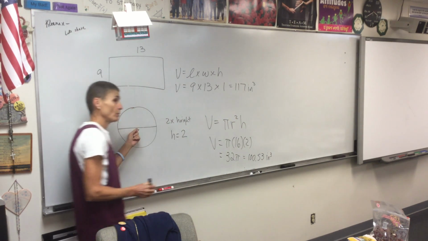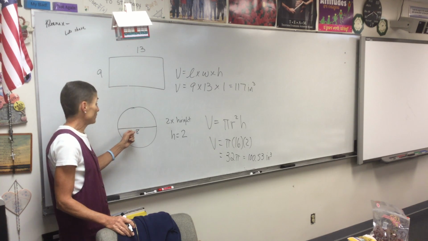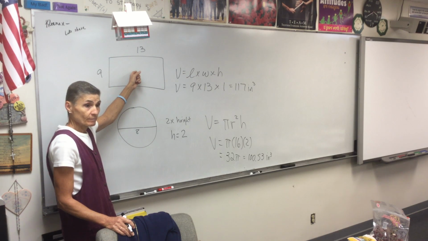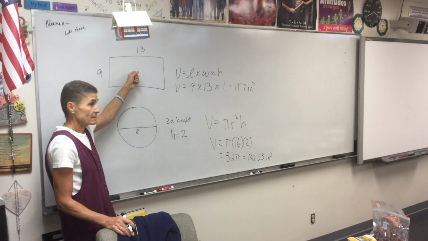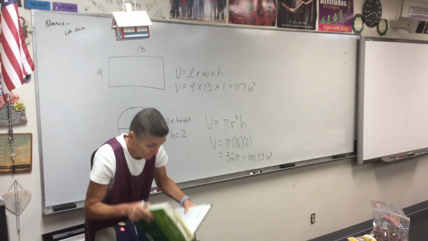This cake is probably prettier, but it is smaller. And so if you're all about getting the most for your money, you're going to buy this one. Does that make sense to you? All right, let's look at another one just like that, number 21.